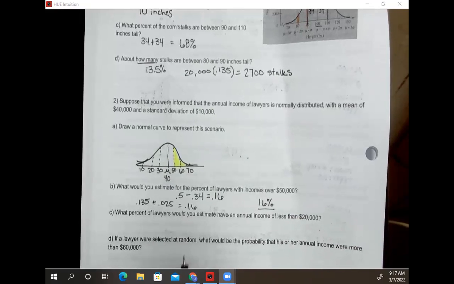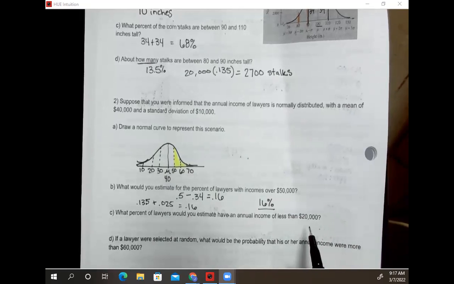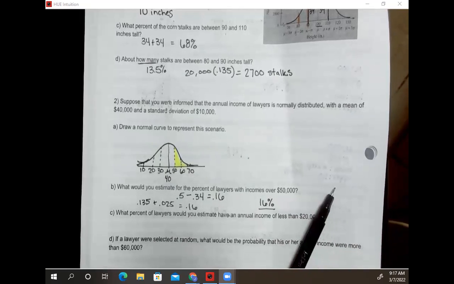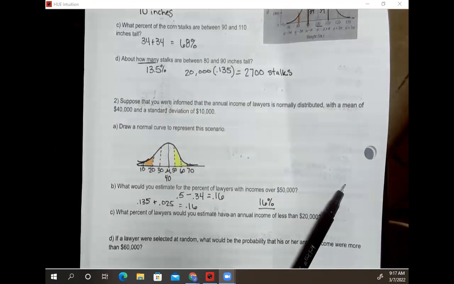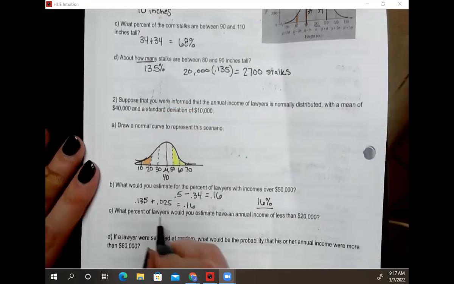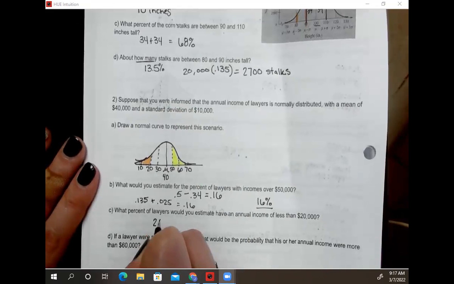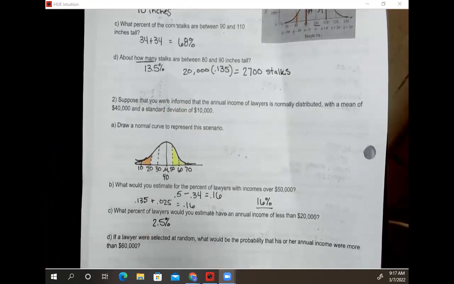What percent of lawyers would you estimate have an annual income of less than $20,000? Less than $20,000 is just this bottom chunk here. So that would be 2.5%. Just that bottom section.